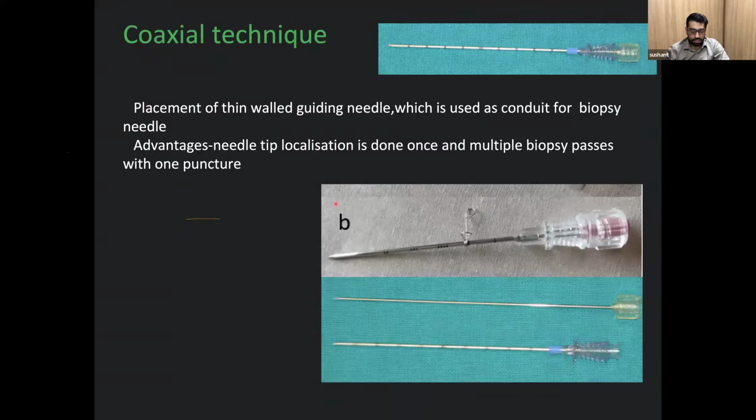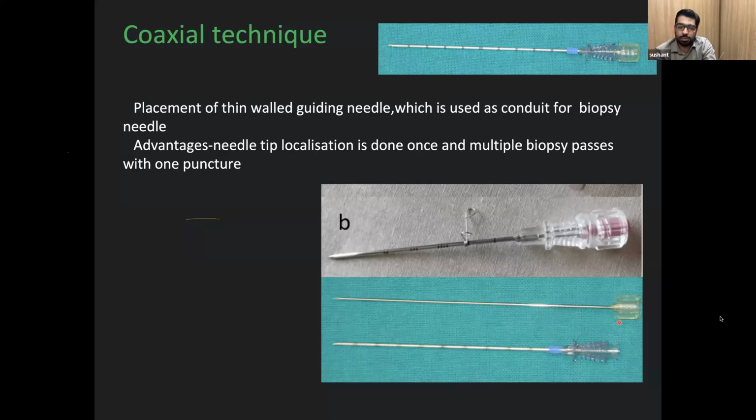So now another technique is a coaxial technique. So what is the coaxial technique? Coaxial technique is when we advance this biopsy gun through a coaxial needle. So we have this coaxial needle. When we advance this biopsy gun from a coaxial needle, then definitely this is known as a coaxial technique. So what is the benefit?